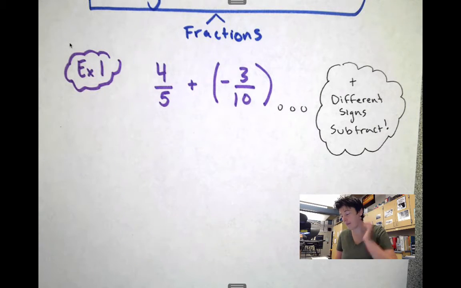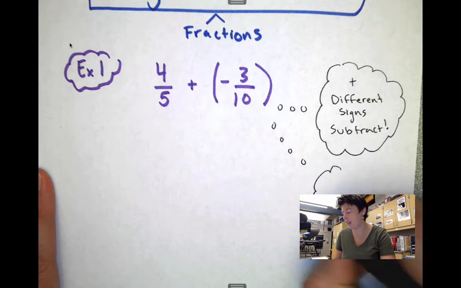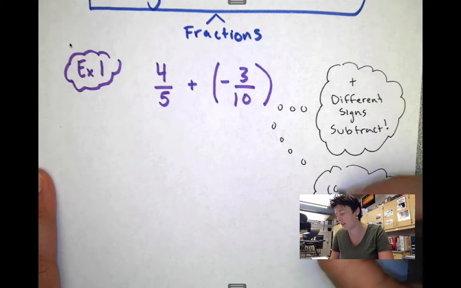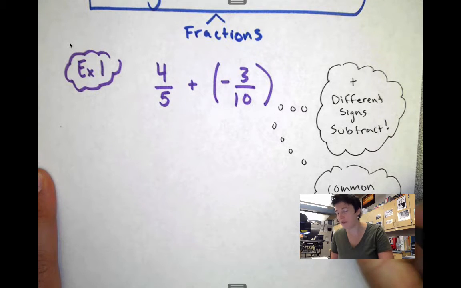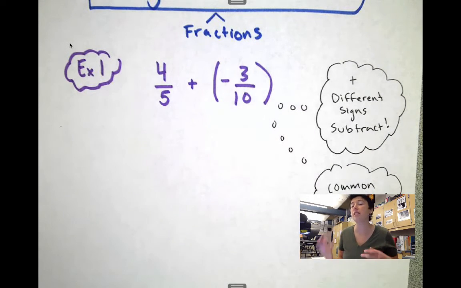But the other thing I'm thinking about is that I'm seeing fractions being added together, and I'm remembering that when I add and subtract fractions, I have to have what's called a common denominator. So now we have overlapping things that we've learned. We've learned about common denominators and adding fractions, and we've learned about integers and different signs. So we're going to combine all these rules together.